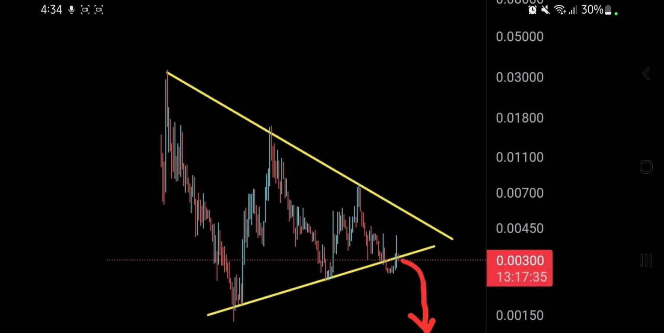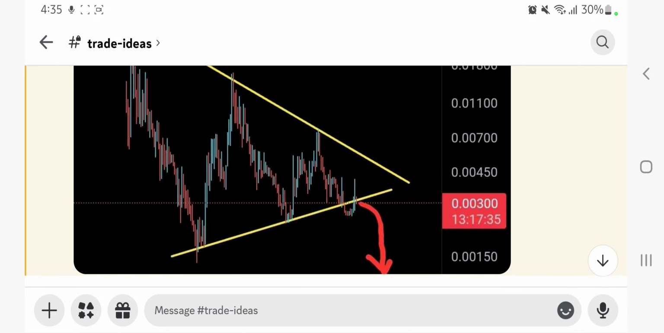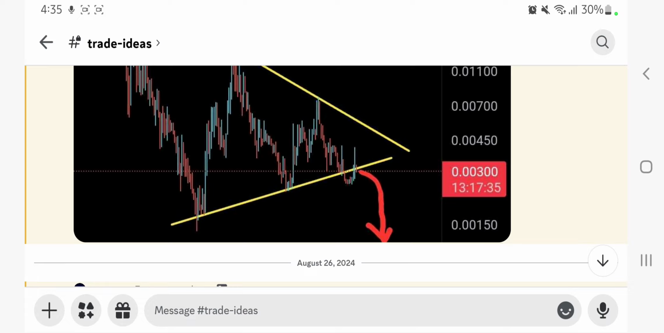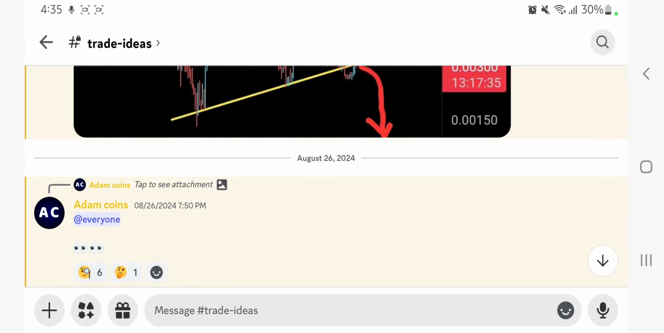And once I posted this one, I actually did expect that it's going to drop down, and this was a 47% drop. We're talking about $470 in profit if you took this with $1,000, right? And if you're leveraging it, that's a whole different thing. Imagine a 10x, and that's like $4,700.